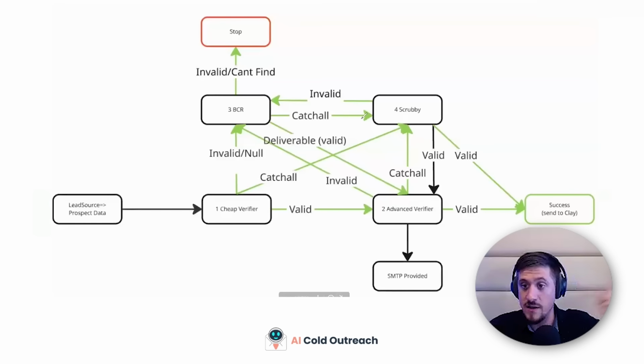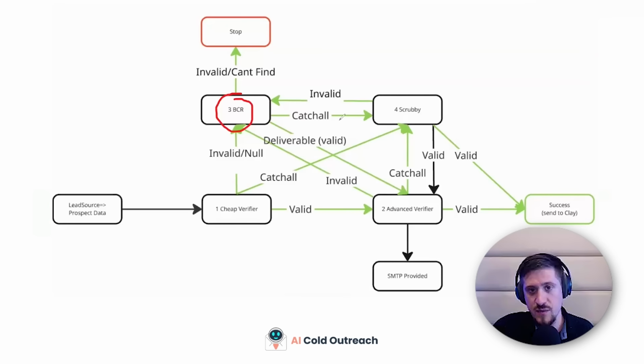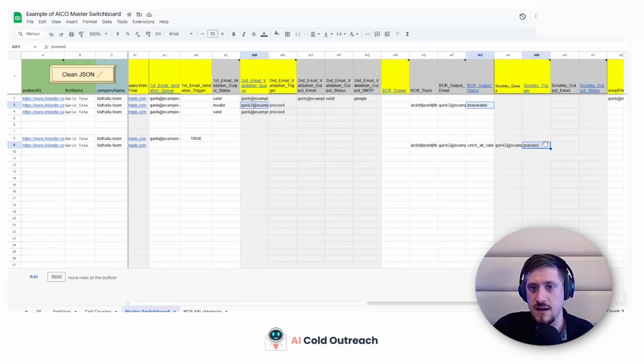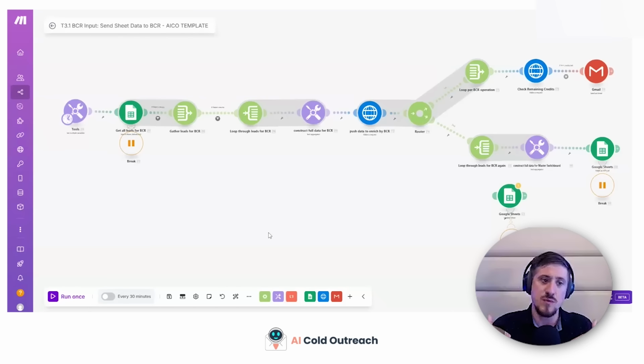Once again, if we consult back to this flowchart, after Better Contact Rocks, if we get an email, it's going to be catch-all going to Scrubby, or it's going to be valid going to the advanced verifier. That's what you're seeing here. So how does all that work in make.com? The first step is we queue up the email that's going to be validated.